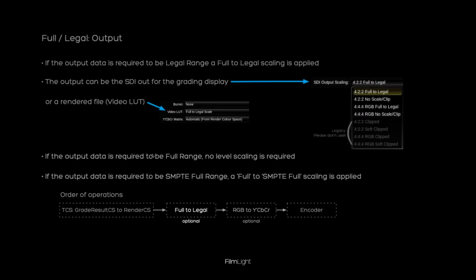If the output data is required to be full range, no level scaling is required. And if the output data is required to be SMPTE full range, that is only valid for the SDI out. A full to SMPTE full scaling is applied.